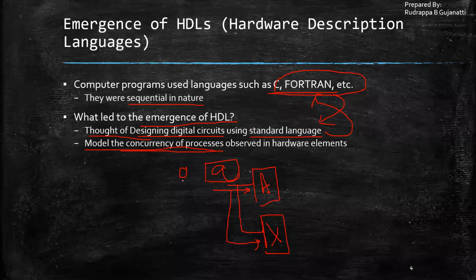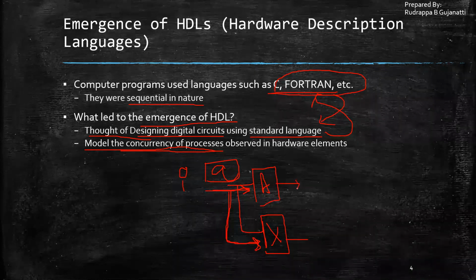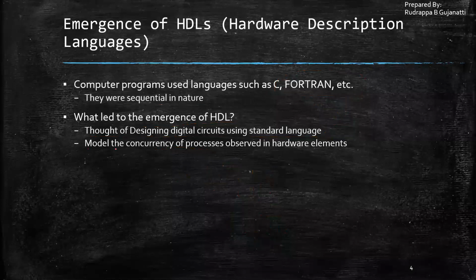If next it becomes 1, 1 should be applied simultaneously to the AND gate, and it should be applied simultaneously to the XOR gate. And at the same time, both can give the results simultaneously, that is concurrency. So this is how I can model the concurrency process that we basically observe in the hardware elements.